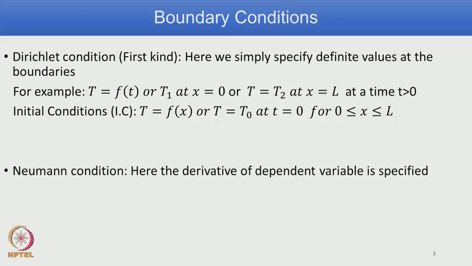Next is a Neumann boundary condition. Here we specify the derivative of the dependent variable. So, for example, you say dou T by dou x equal to 0 at x equal to L. In the previous case we said T equal to T2, a specific value. Here we are specifying the derivative dou T by dou x equal to 0 at x equal to L for the same time greater than or equal to 0.